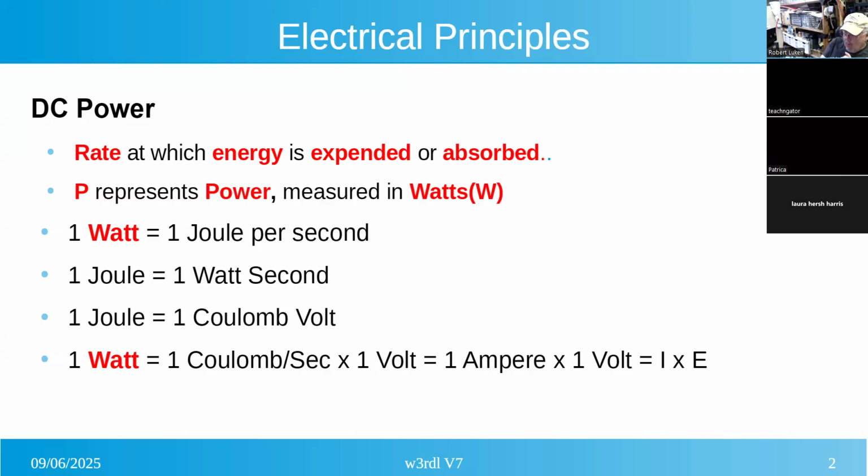But it breaks down to a watt being equal to 1 coulomb per second times a volt. And if you remember, we said a coulomb per second was 1 ampere of current. So 1 ampere of current times 1 volt is I times E, which is equal to power in watts. So the formula is P equals I times E.